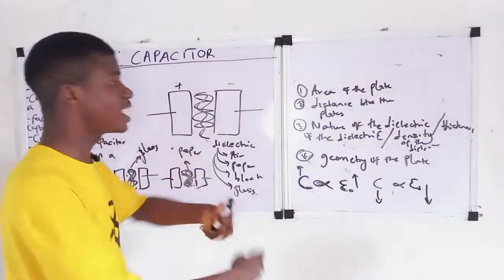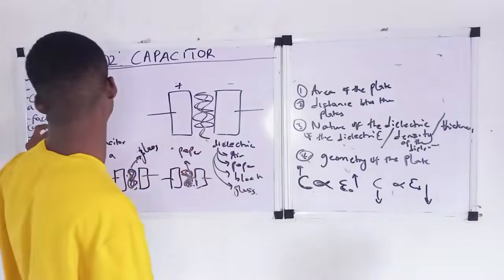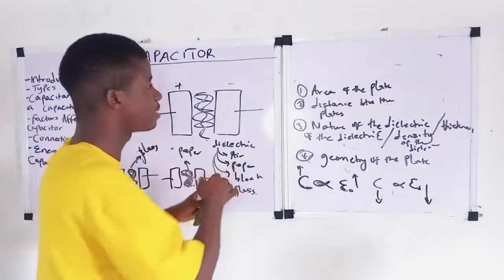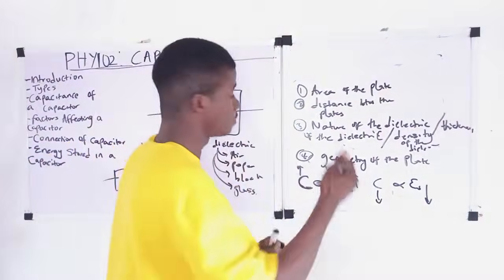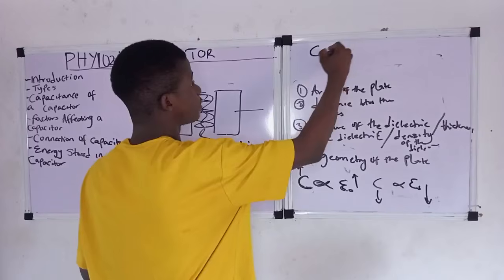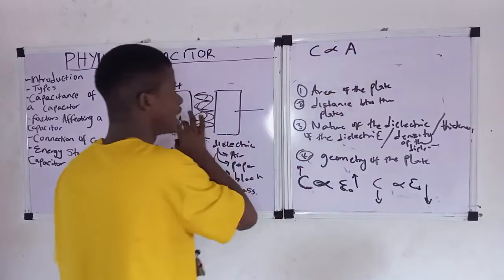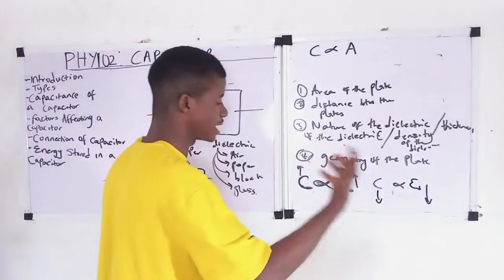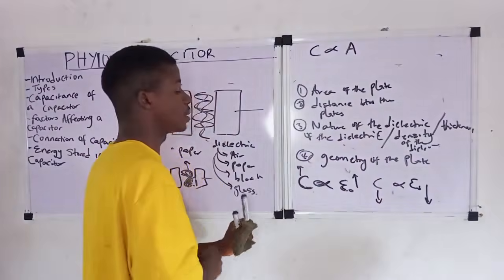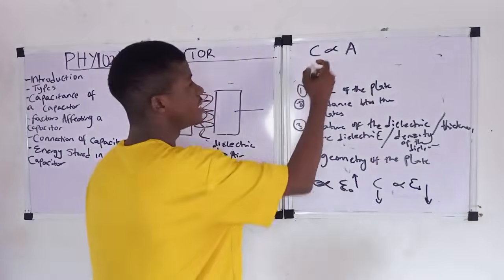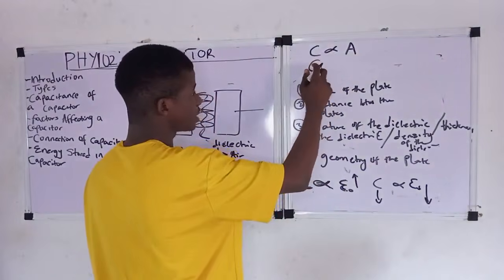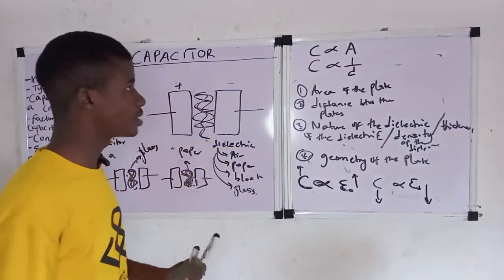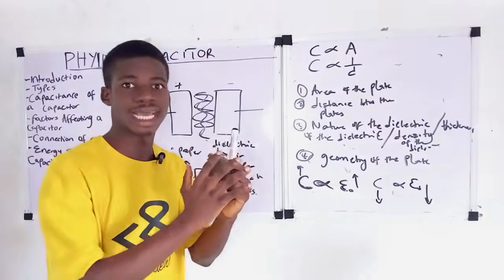Now let's derive a formula from these factors that affect the capacitance of the capacitor. Remember, I told you that the capacitance of the capacitor is directly proportional to the area of the plate. The larger the area, the higher the capacitance. That tells you that the larger the area, the more charge the capacitor stores. Then I also told you that the capacitance is inversely proportional to the distance between the two plates. So the closer the plates are together, the higher.